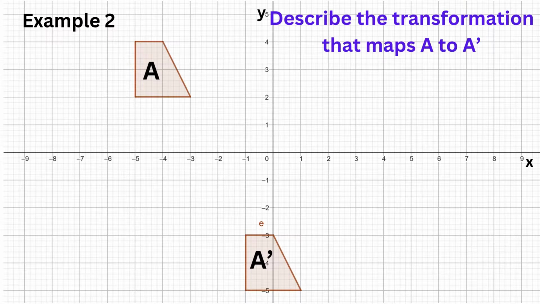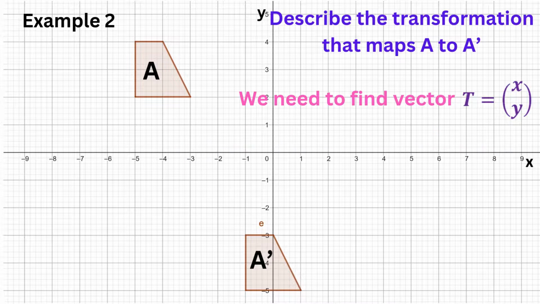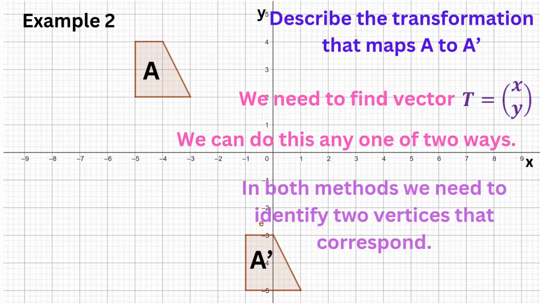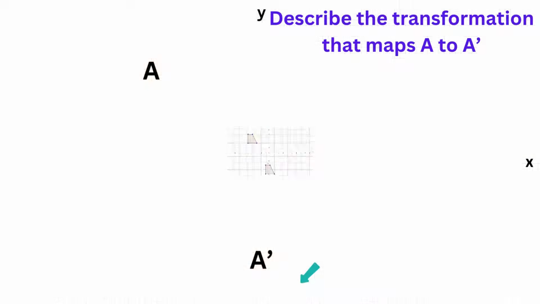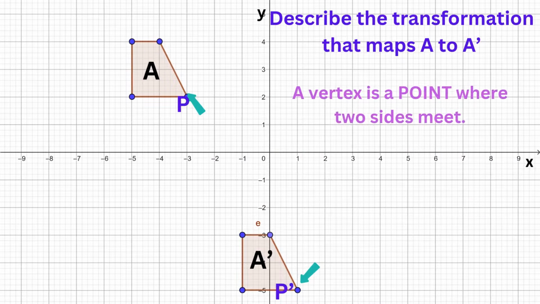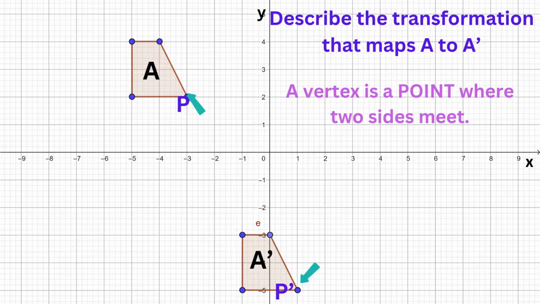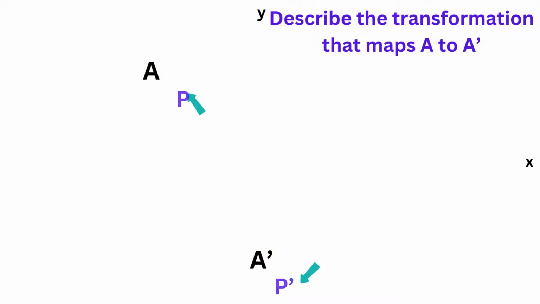To fully describe the transformation that maps the original trapezium labeled as A to the translated trapezium labeled as A image, we need to determine the translation vector t. We can use any one of two methods. In both methods, we need to clearly identify a pair of vertices that correspond with each other on both shapes. Let's use the vertices located at the bottom right of each shape. Let's call the vertex point in the original shape P and the point in the translated shape P image.